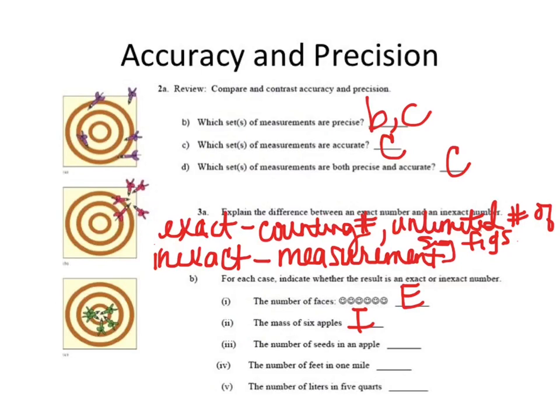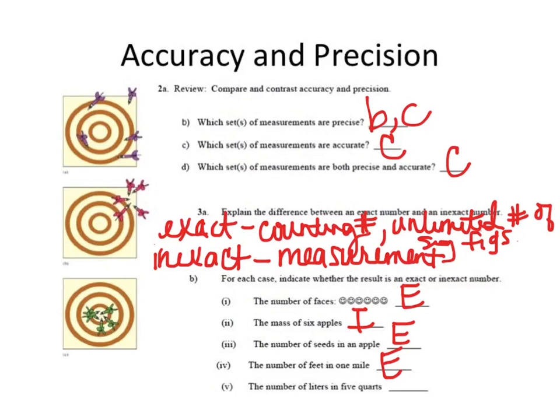The number of seeds in an apple, America. Exact. And the number of feet in 1 mile, is that exact or inexact, Antonio? Exact. We know that there are exactly how many feet in a mile? Anybody know off the top of your head? 5,280 feet. Yes.